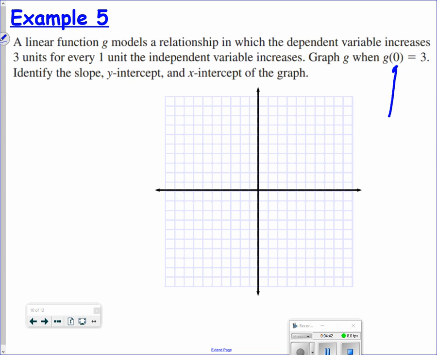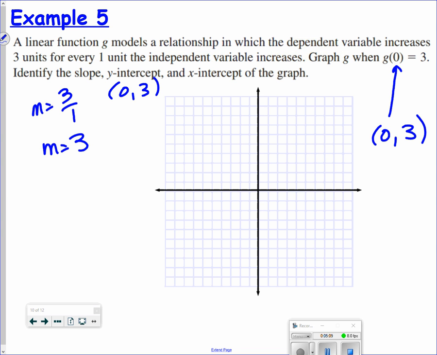This means the x value that's plugged in gives me a y value of 3. So they kind of have to give you that. Okay, so that is your y-intercept right there. And then the 3 units to 1 unit: it increases 3 units for every 1 unit of the independent variable.